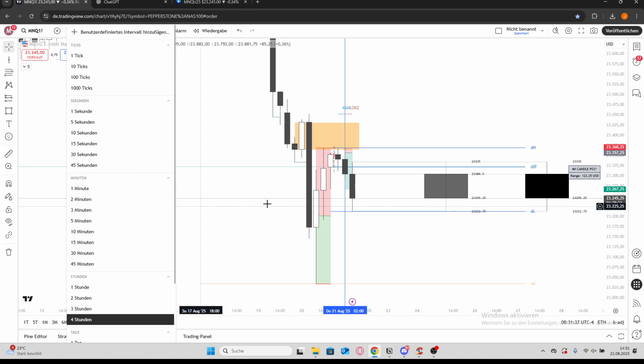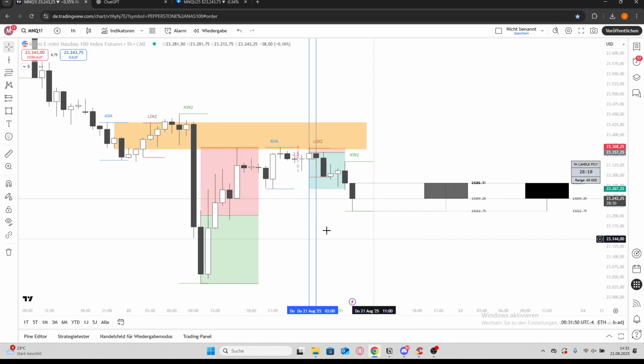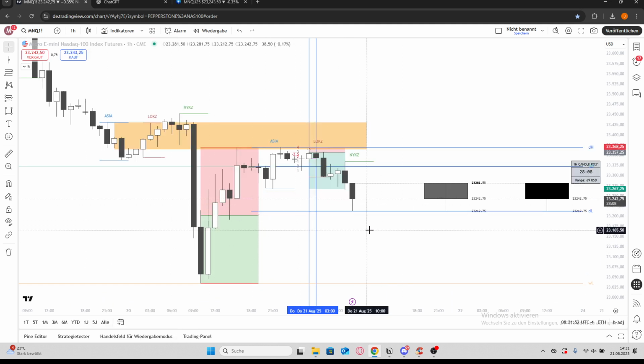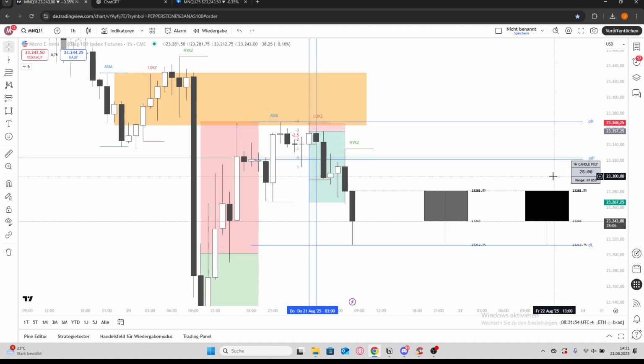Still, we got a little bounce here, and also a long wick to the downside. So I was expecting bullish price action, but I still took that short. I'm going to explain why. Now let's go on the 1 hour. I think there was nothing really to see on the 4-hour chart.